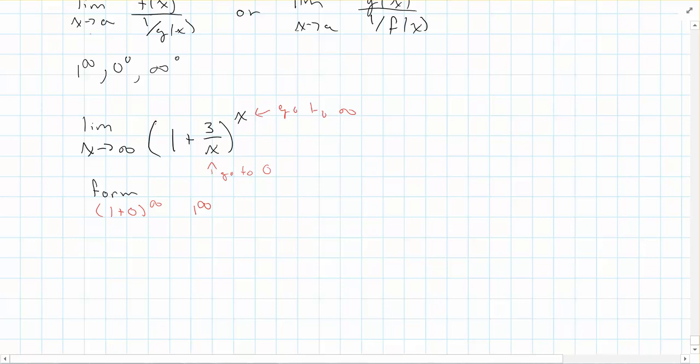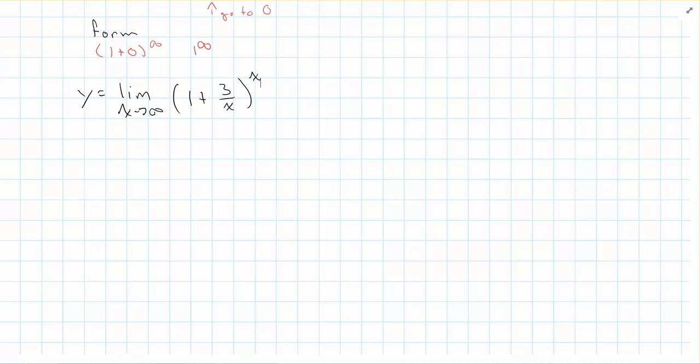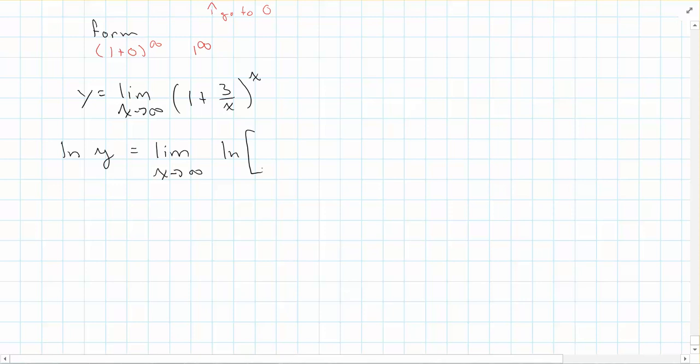So I'm going to write down here what I'm trying to find. I'm trying to find y equals the limit as x goes to infinity of 1 plus 3 over x to the x power. Now the next step is the non-obvious step on these problems. The non-obvious step is that I'm going to take the natural log of both sides. And without going into the details of why, you can bring that natural log inside the limit.